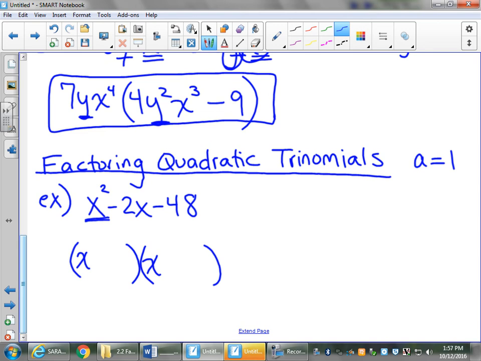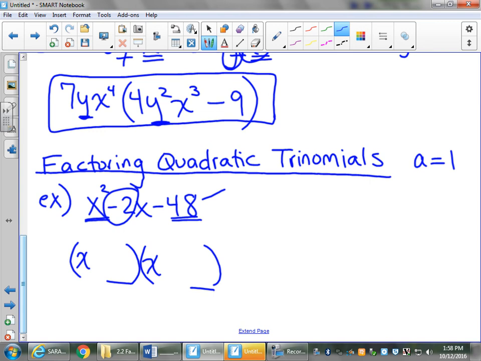The second term in each binomial has to multiply to the c term, to the negative 48. So to figure out what goes here and here, we're going to find factors of 48. And you could list them all out, or you might just know them off the top of your head. What you're going to be keeping in mind is when you're listing factors of 48, those factor pairs also have to add to this b term. So they're going to have to add to negative 2 or subtract.